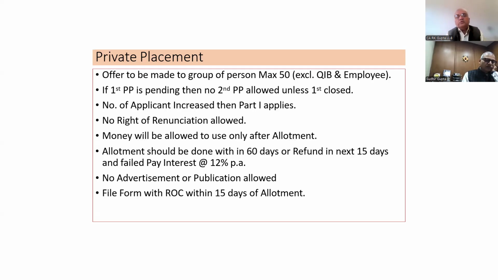Money will be allowed to use only after allotment, and allotment should be done within 60 days, or you have to refund the money in the next 15 days. If you fail to return the money, then you have to pay interest at the rate of 12%. You cannot advertise for this private placement. You cannot publicize any document for this. And in this case of private placement also, you are required to file a form with the ROC within 15 days of the allotment.